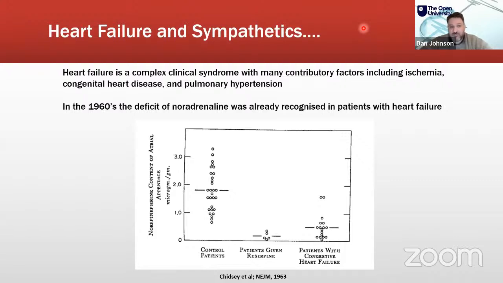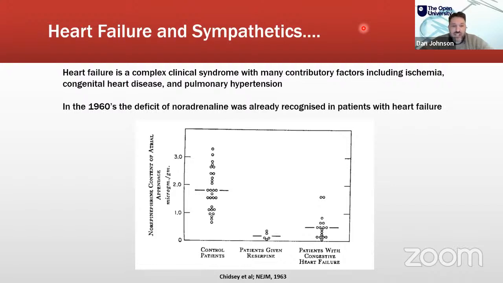So it's nothing to do with the stiffness of the tissue itself, as it might be in heart failure with preserved ejection fraction. So already back in the 1960s, as Duncan was previously discussing noradrenaline and how important noradrenaline is in the rate control of the heart, a study by Chidsey, published in a prominent journal, the New England Journal of Medicine, already showed that the levels of noradrenaline in the atrial appendage, a small part of the atria that could be removed in surgery without many problems being caused by that, and it might actually help in some conditions.